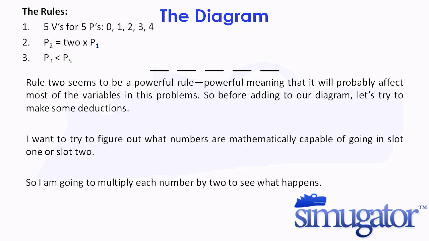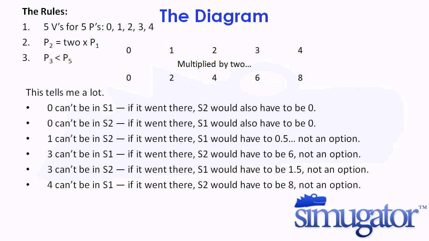And I want to figure out what numbers are mathematically capable of going in slot 1 or slot 2. So I'm going to multiply each number by 2 to see what happens. So 0 times 2 is 0, 1 times 2 is 2, 2 times 2 is 4, 3 times 2 is 6, and 4 times 2 is 8. This tells me a lot.